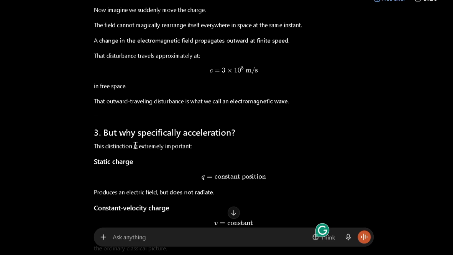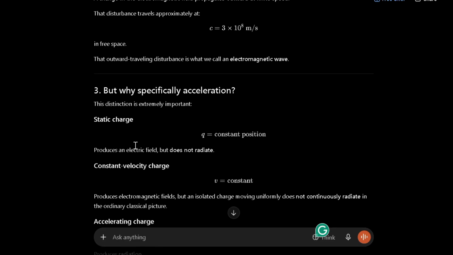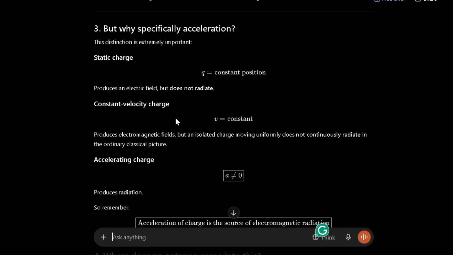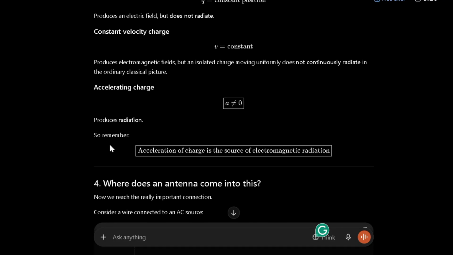But physically, this distinction is extremely important. A static charge, meaning constant position, produces an electric field but does not radiate. A constant velocity charge, meaning constant v, produces electromagnetic fields, but an isolated charge moving uniformly does not continuously radiate in the ordinary classical picture. An accelerating charge, acceleration not equal to zero, produces radiation. So remember, acceleration of charge is the source of electromagnetic radiation.